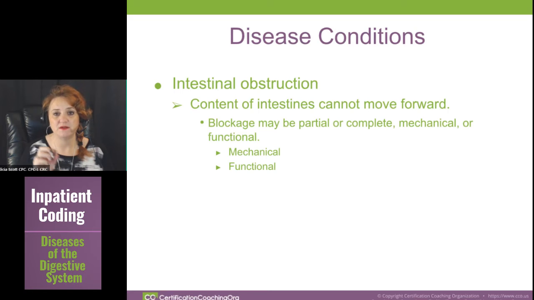They'll see that in the documentation. They'll let you know. And so you're going to ask yourself, is it partial or complete? If you have complete obstruction, nothing's getting through. If you have partial obstruction, then it's getting through, but it's usually very, very slow. And is it mechanical or functional?